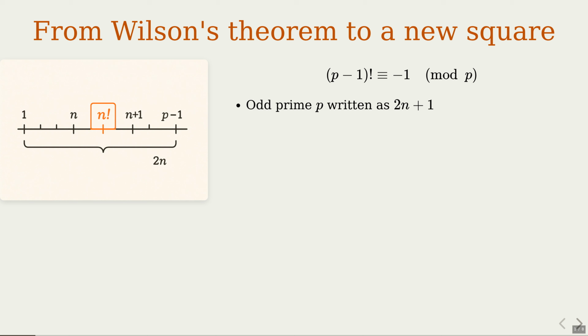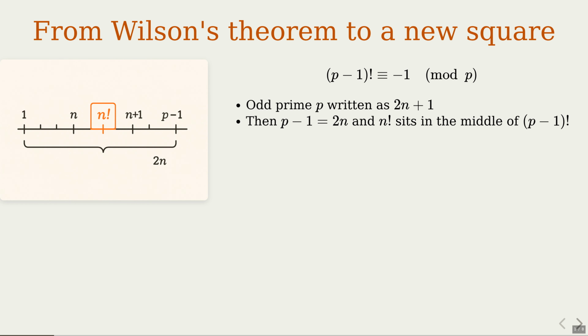In this lecture, we will focus on odd primes, so we write p as 2n plus 1. That means p minus 1 equals 2n, and the product 1 up to n, that is n factorial, forms the first half of the big factorial. So we are basically zooming in on the first half of the Wilson product.